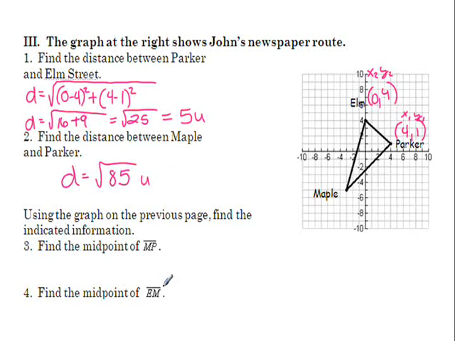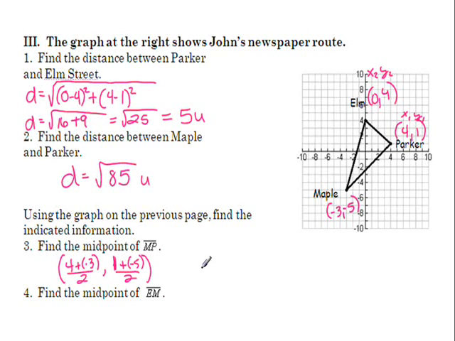All right, let's talk about midpoint. So now I want to find the midpoint of Parker to Elm. No, I'm sorry, Maple to Parker. And Maple was located at (-3, -5). So to find the midpoint, I simply add the x's. So I'm going to add 4 plus a -3 and divide by 2. And I'm going to add the y's, which will be 1 plus a -5 and divide that by 2.